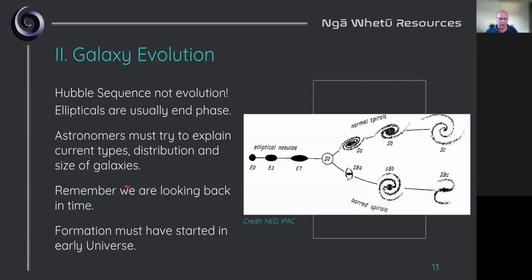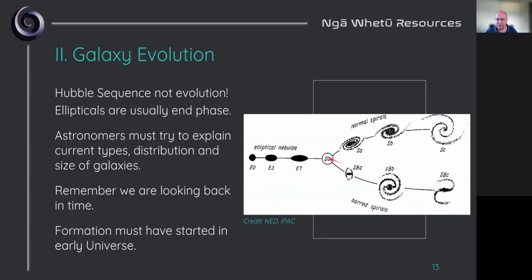So let's now look at the evolutionary aspect. I emphasize again that this is not an evolutionary diagram. There's no time scale horizontally. If there were a time scale, it would be in the opposite direction, because the ellipticals are the oldest ones. But it's not really a time scale at all.